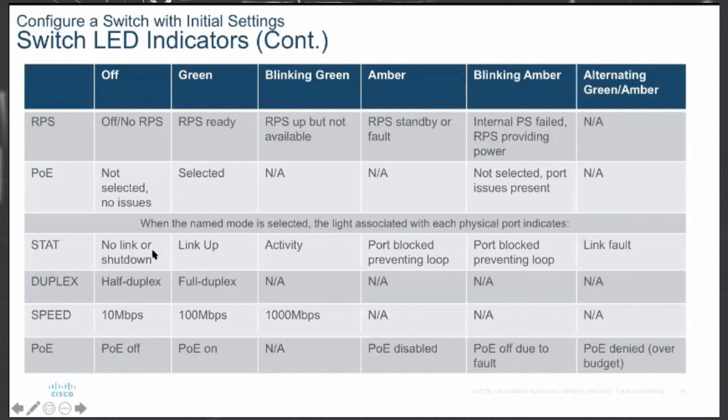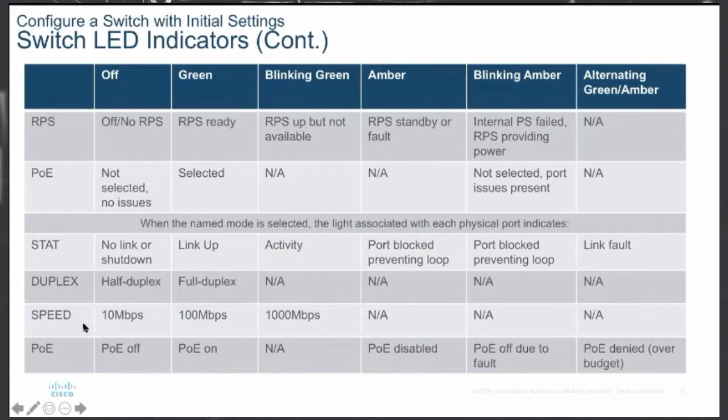So if it is off, it means that there's no link or it is in shutdown. If it is blinking green, it means that there is activity happening on that particular port. If it is in amber for some port, then it means that that port is blocked for preventing the loop. Again, if it is blinking amber, it means that the port is blocked for preventing the loops. For duplex, if it is off, if there's no indicator, it means that the port is in half duplex mode. If it is green, it will be in full duplex. There's no blinking amber or blinking green.